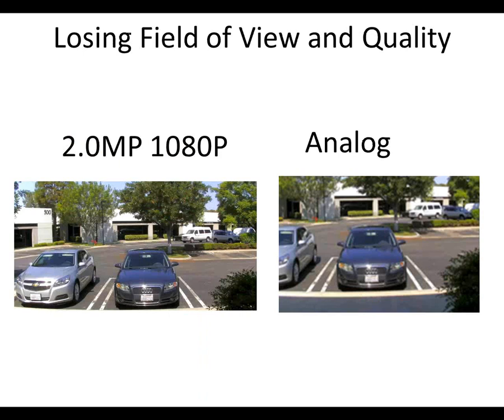When you're going into megapixel, the other thing that gets improved is you get a greater field of view. Going from analog, as you can see, you lose field of view, plus you get a lower quality picture compared to the picture on the left. With a 2 megapixel camera, you can get a wider field of view and a higher resolution.